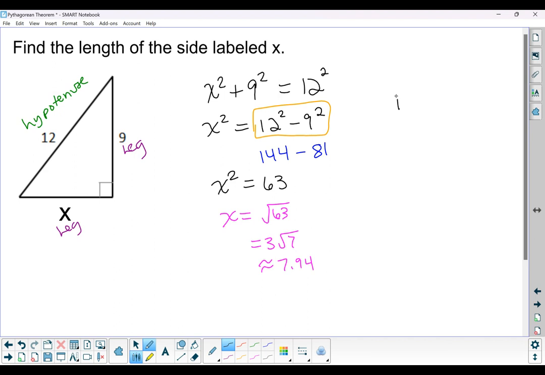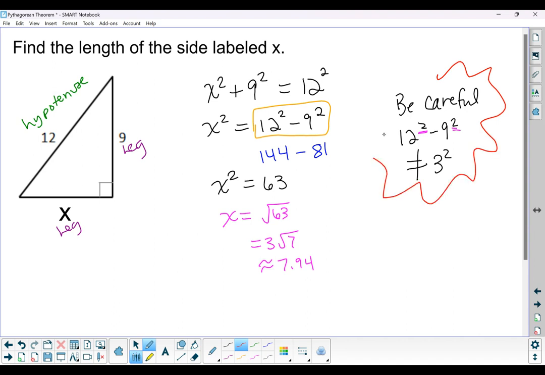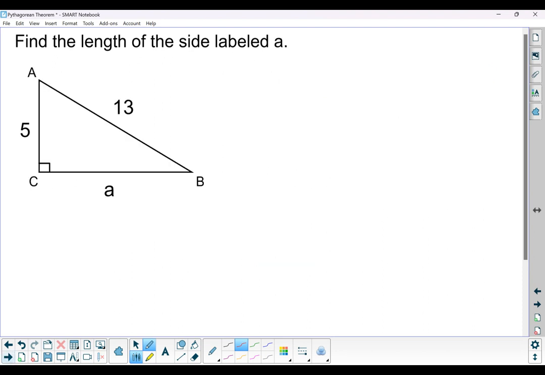So just be careful. 12 squared minus 9 squared is not equal to 3 squared. The exponents here take precedence. You have to square those numbers out before you perform the subtraction. So just be really careful. That's the most common error that people make, is to try to subtract the numbers and then square, but that doesn't work.